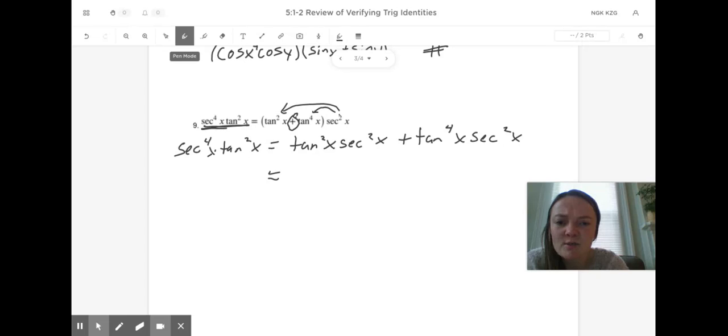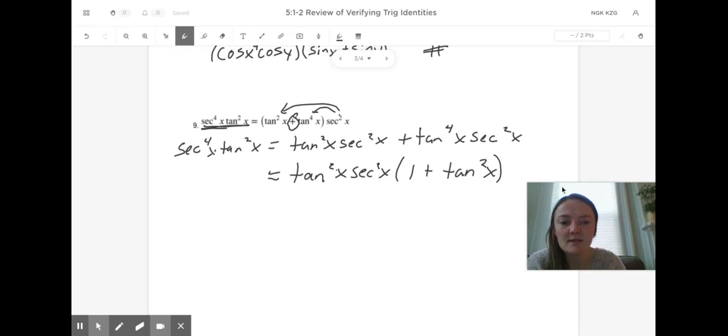is tangent squared, secant squared. So tangent squared, secant squared. And then what's left is 1 plus tangent, that's better. 1 plus tangent squared x.